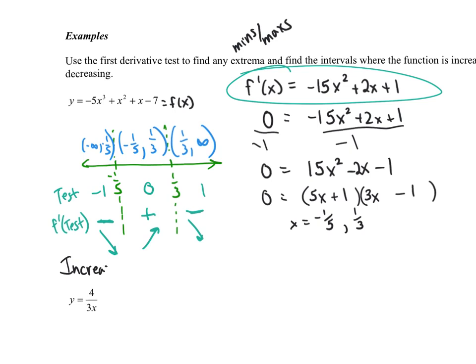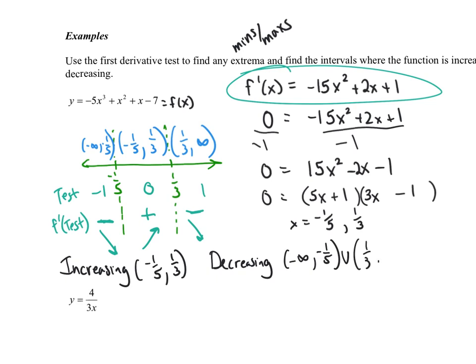So we're increasing only from negative 1/5 to 1/3, and we're decreasing on the other two intervals. That would be negative infinity to negative 1/5, union 1/3 to infinity.